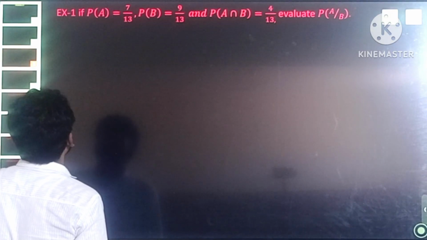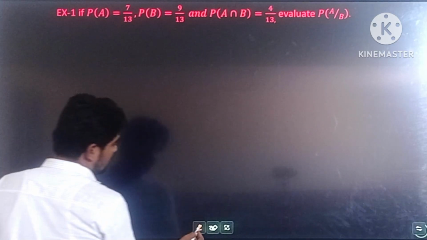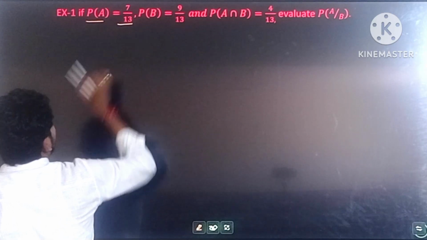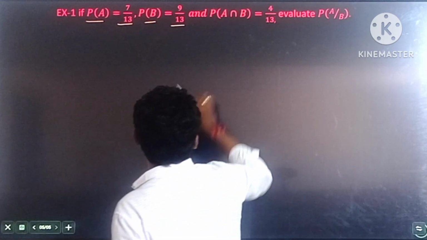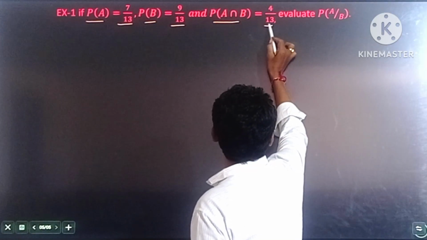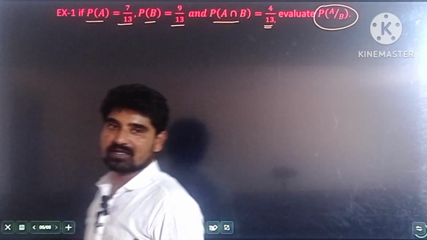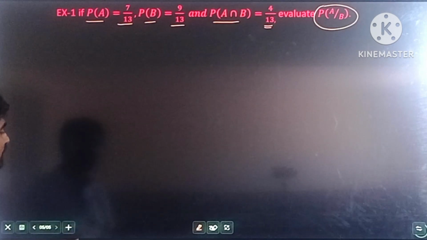Here the first question, that is example 1, which is a solved example. The question is, if probability of A is equal to 7 by 13 and probability of B is equal to 9 by 13 and probability of A intersection B is equal to 4 by 13, then evaluate probability of A by B.